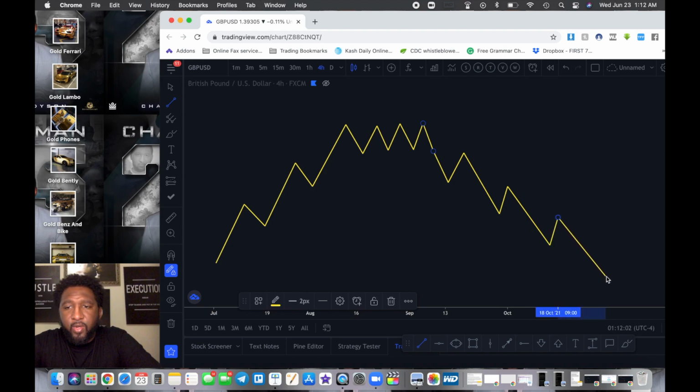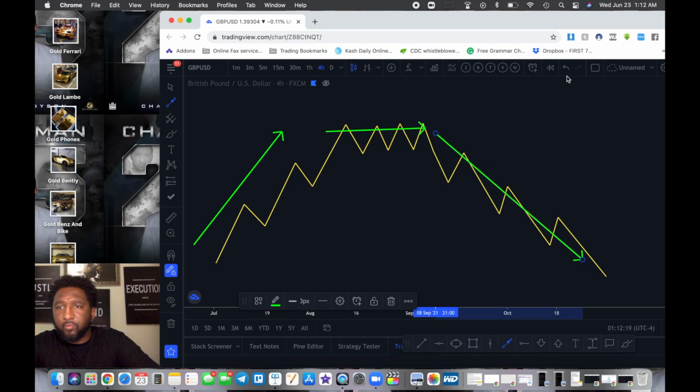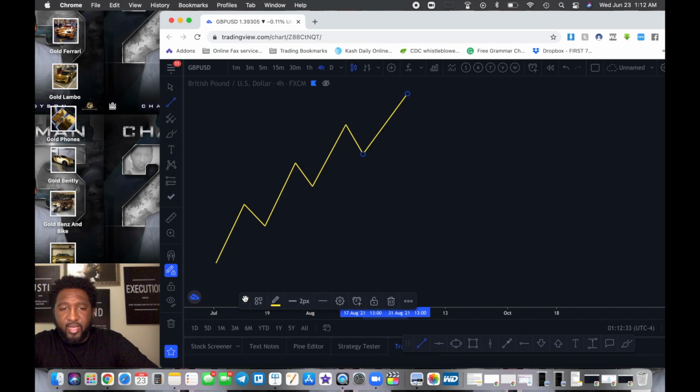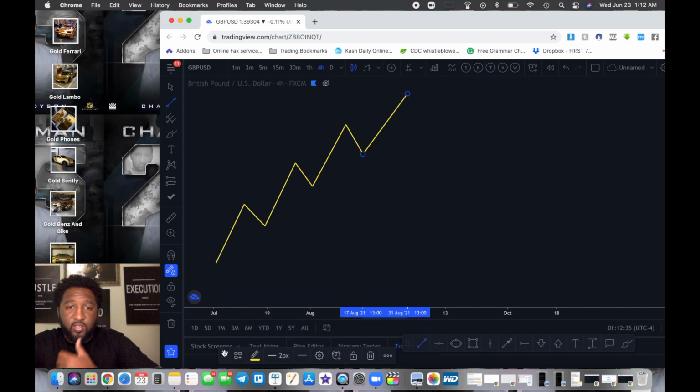So there's only three ways that the market moves. It either moves in an uptrend, all right? It moves sideways, which is called consolidation, right? Or it can move in a downtrend, right? But the most important part of understanding how the market moves is knowing when to enter, okay, and also when it's time to exit. So let's talk about entries first.